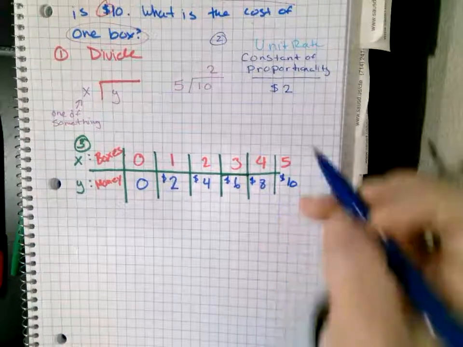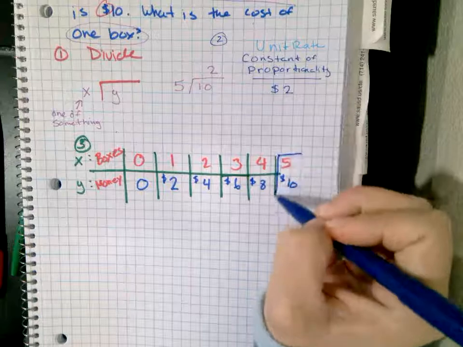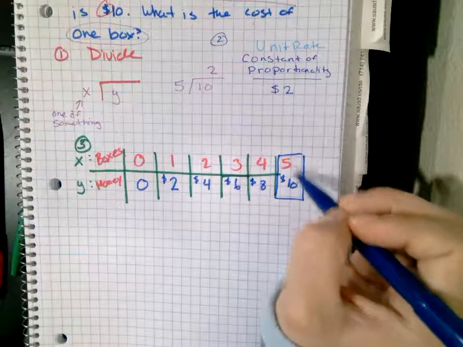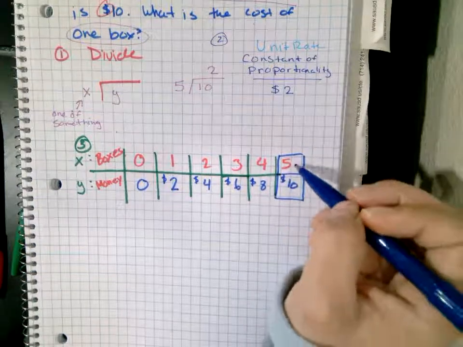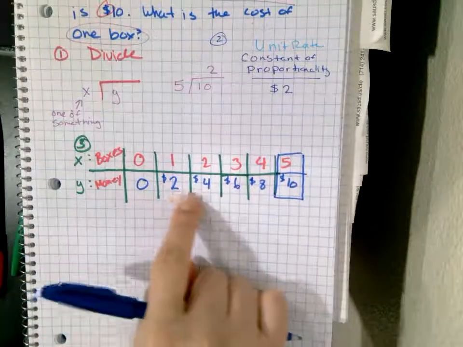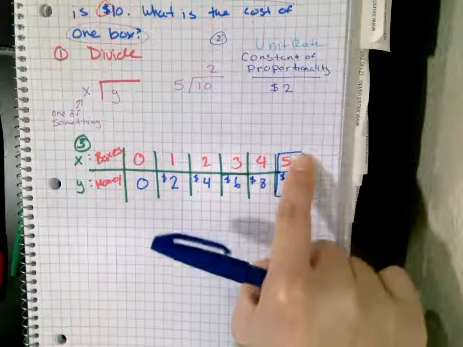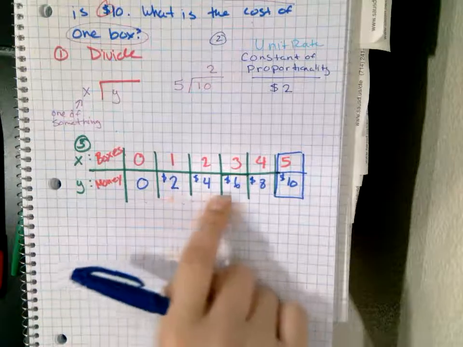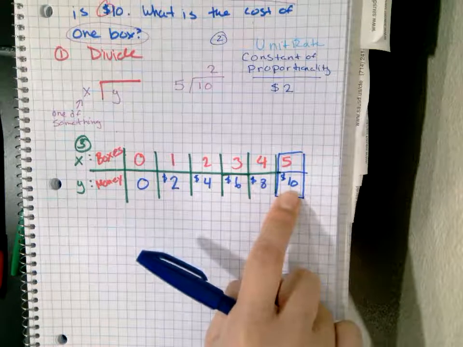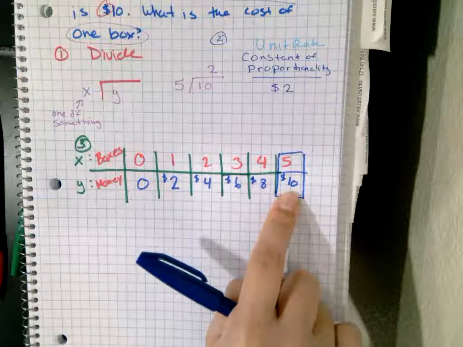You know you did it right if the one that they actually give you, this is the information that they already gave you. They already told you that 5 is 10. When you do your table and you start counting by 2, 4, 6, 8, 10, and you actually hit this one, then you know you did it right. But if you start counting and all of a sudden this is like 9 or 925, you know that you made a mistake.